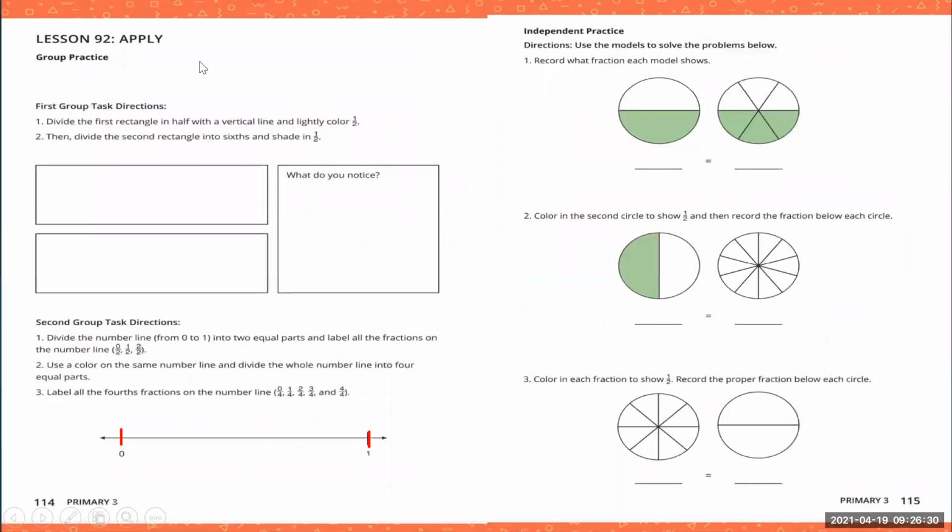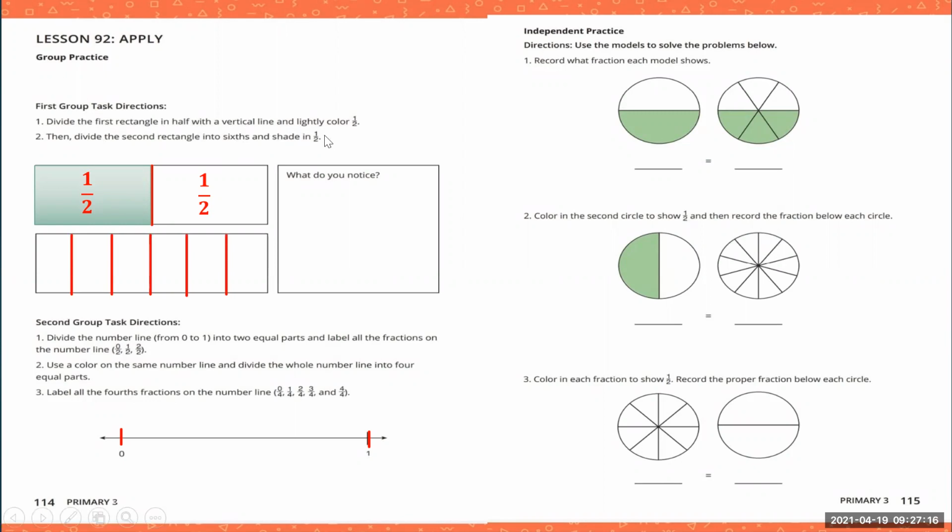Now, lesson 92. Great, ya Hamza. Great, ya Loreen. Excellent. Now, I have here rectangles. Let's divide the first rectangle into halves. So this rectangle divided into halves and color half. So I will color one part. Then divide the second rectangle into sixths. So I will divide it into 6 equal parts. Each part will be 1 over 6.